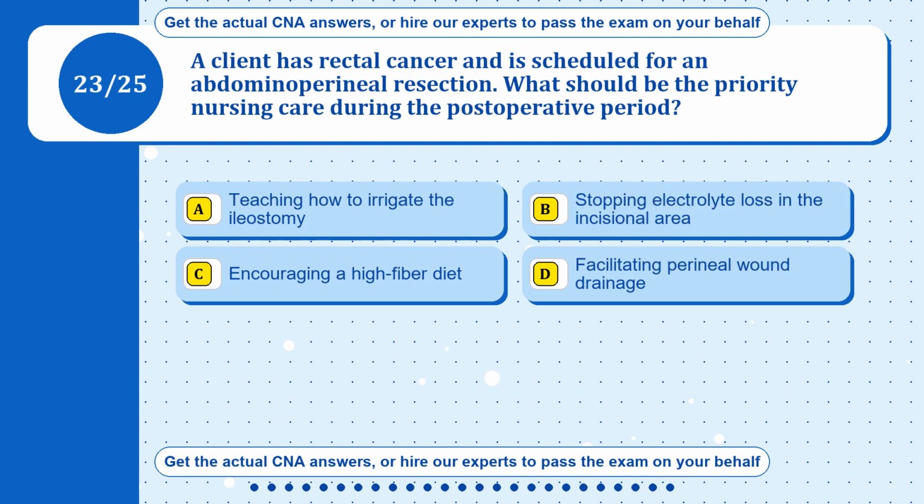Question 23. A client has rectal cancer and is scheduled for an abdominoperineal resection. What should be the priority nursing care during the postoperative period? Option A, teaching how to irrigate the ileostomy. Option B, stopping electrolyte loss in the incisional area. Option C, encouraging a high-fiber diet. Option D, facilitating perineal wound drainage.